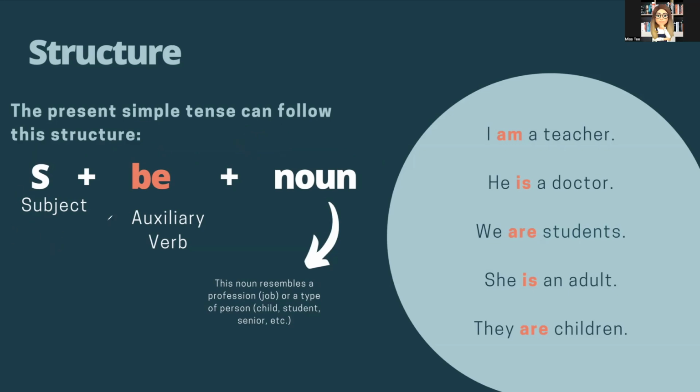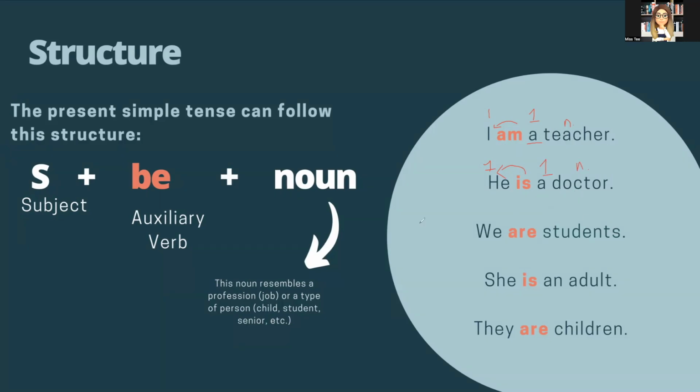So let's look at our examples. I am a teacher. A, because you are one person, you use I, so you're going to use am. Just one person, so a teacher. One teacher, teacher's the noun. He is a doctor. One person. We used our singular form because it's one, it's singular. A means one. Doctor is the noun.